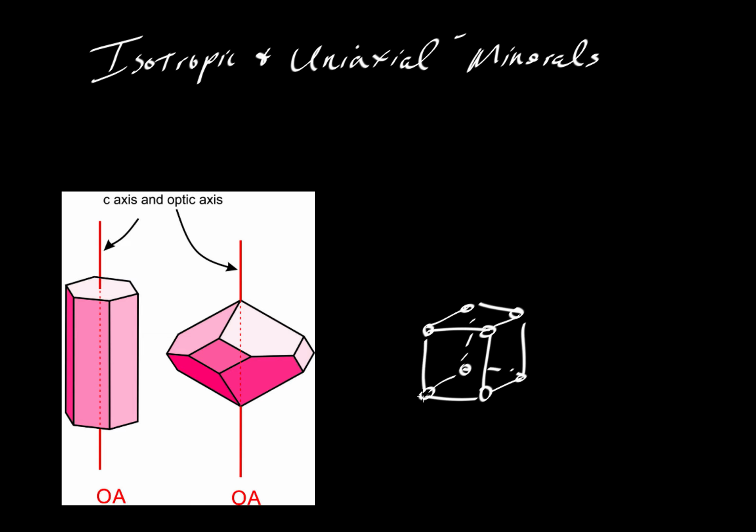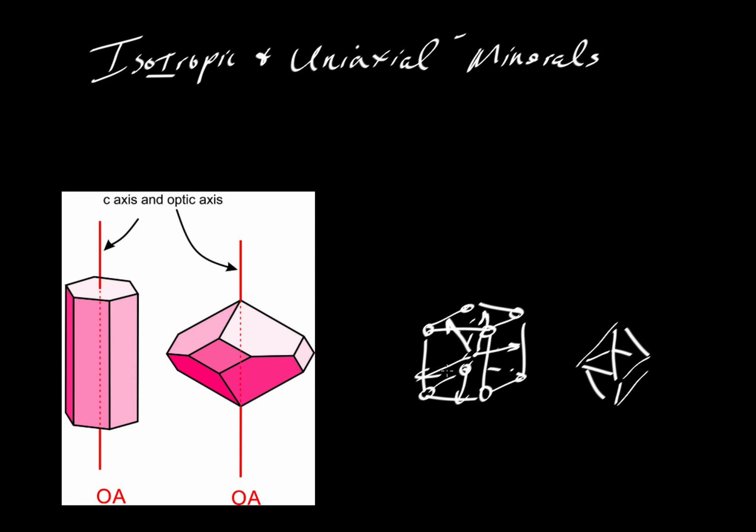So there's a cube. It could be halite. We could have a perfect octahedron of fluorite or a dodecahedron, which I will not attempt to draw, of garnet. But if we have halite or fluorite or garnet, they all belong to the isotropic system. That means that if light is passing through these minerals, it'll go through the mineral with the same velocity regardless of what direction we choose.